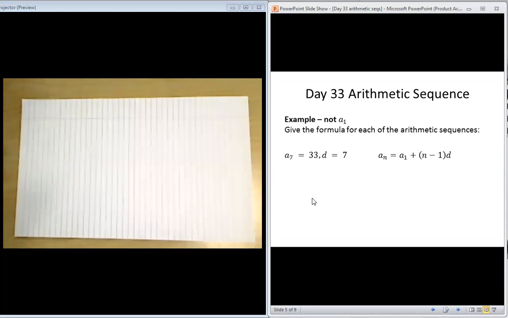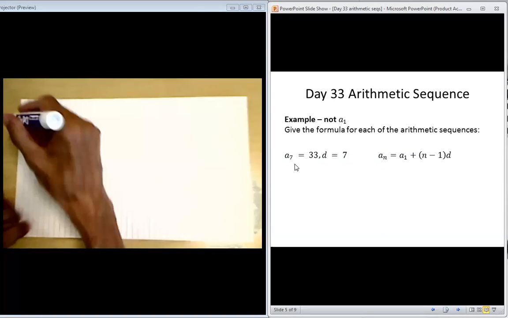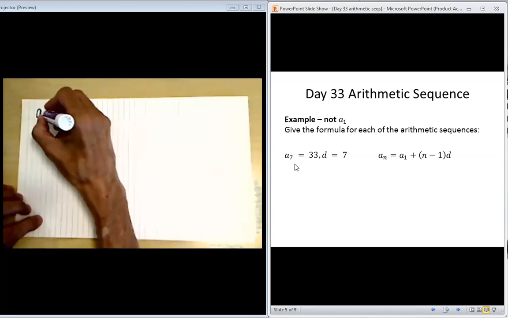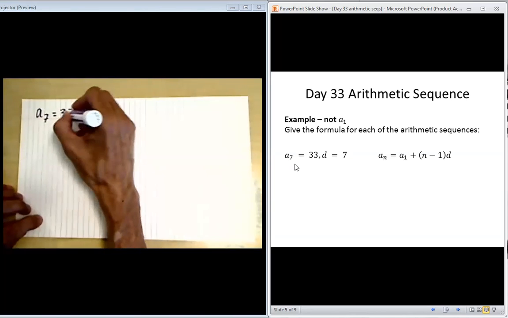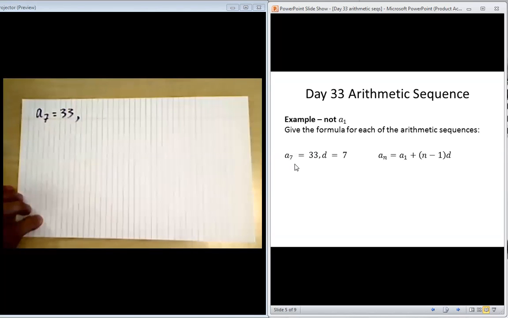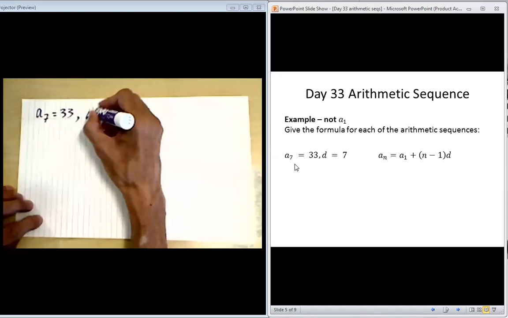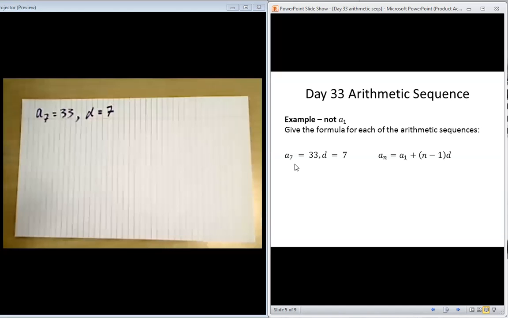And not only that, up at the top is an example, not A1. Okay, we don't have A1 anymore. So we have A7 instead. A7 is 33. And D is equal to 7. So this is where the two steps come in.